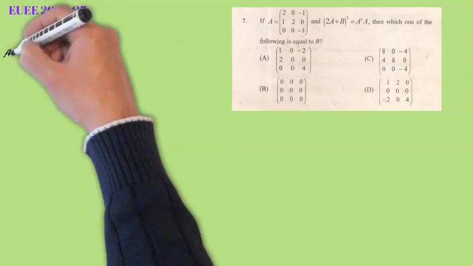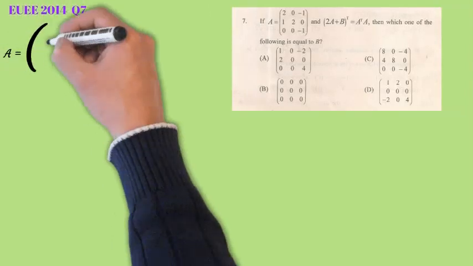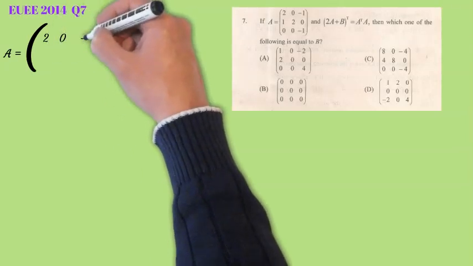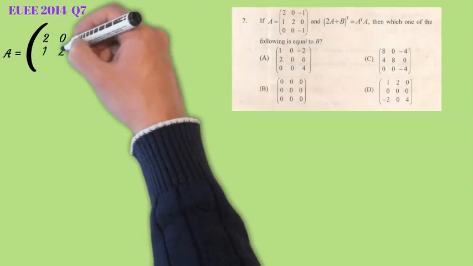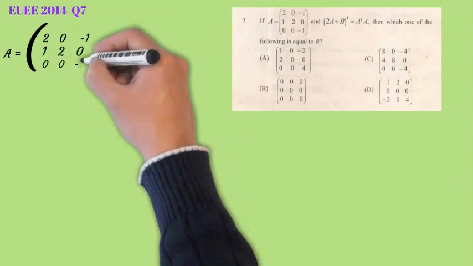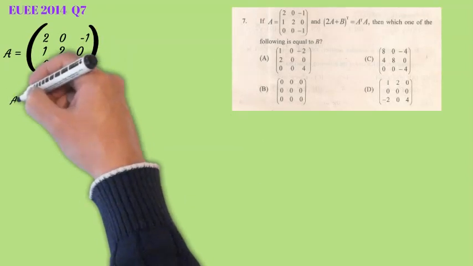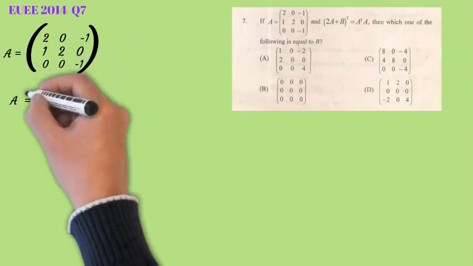እሺ መጀመሪያ ጥያቄ 7. Question number 7 is about matrix and how to solve a matrix equation similar to this one. So መጀመሪያ A ማን ነው የሚለውን እንጽፋለን. This is given, A is given, then we have to look for the transposition of A.